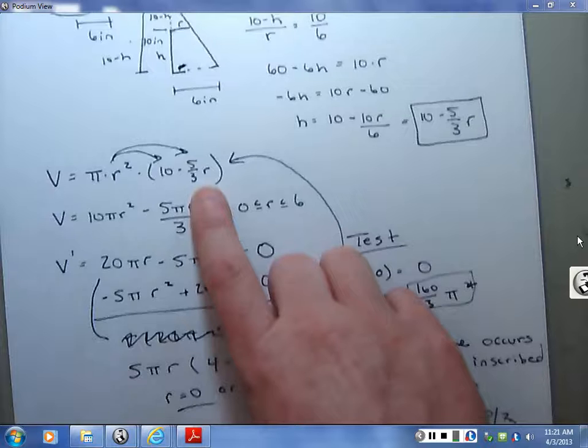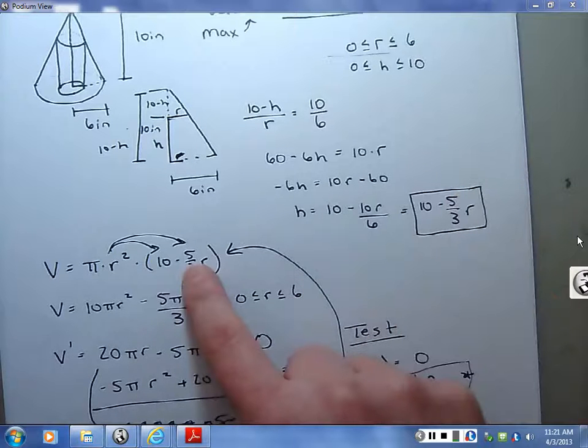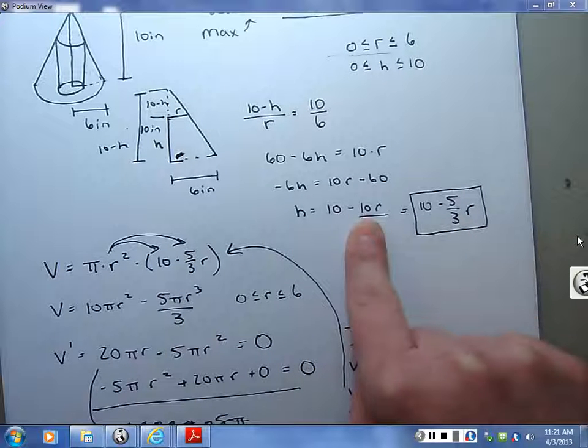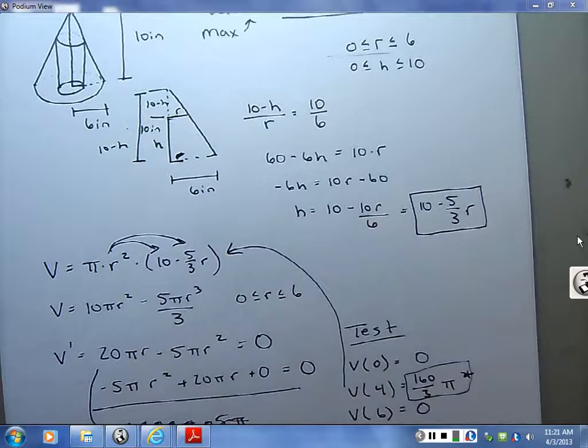So if you want to plug r back into h, like h equals 10 minus this, we have to plug in 4? Yes, to find what h is when r is 4. So you're finding the height of the cylinder when the radius is 4.